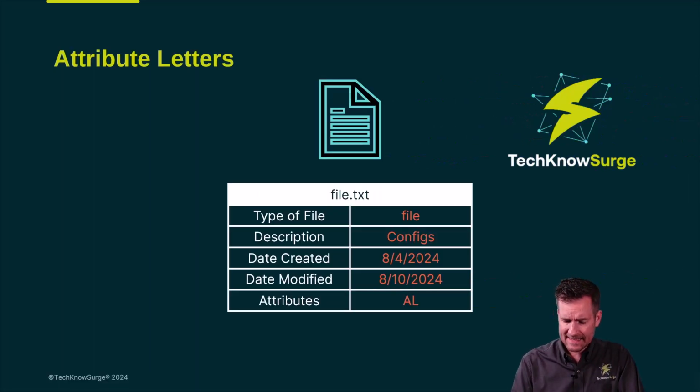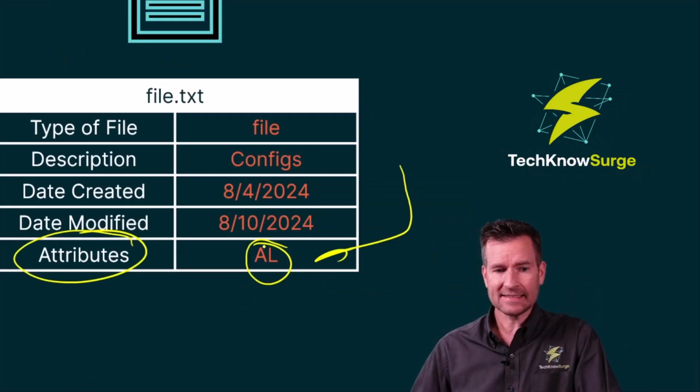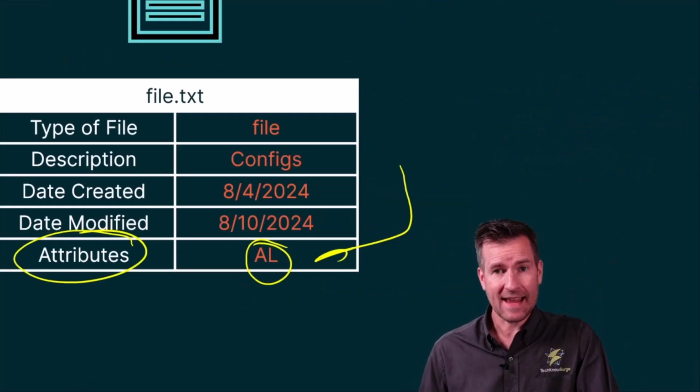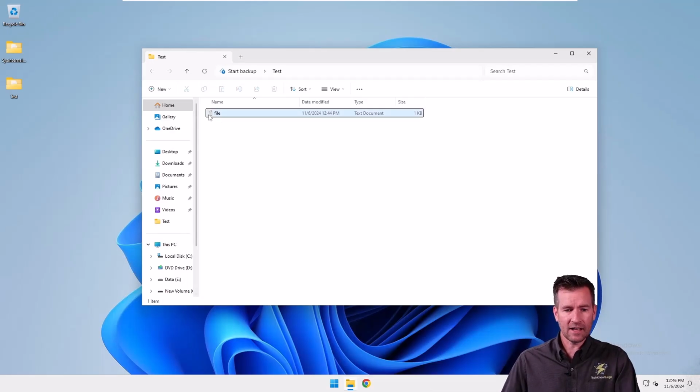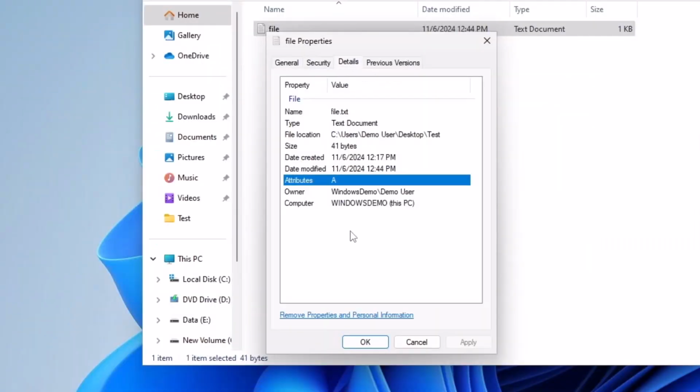There is in the details section a list where it has the attributes, and we see AL right here. And so that stands for something. Each one of these attributes has a letter associated with it. So A means that it's available for archive, and the L means that it's reparse point. So on our file here, I can right click on this, and we're going to go to Properties. And within the details, I can see this particular one has just the A, the archive.